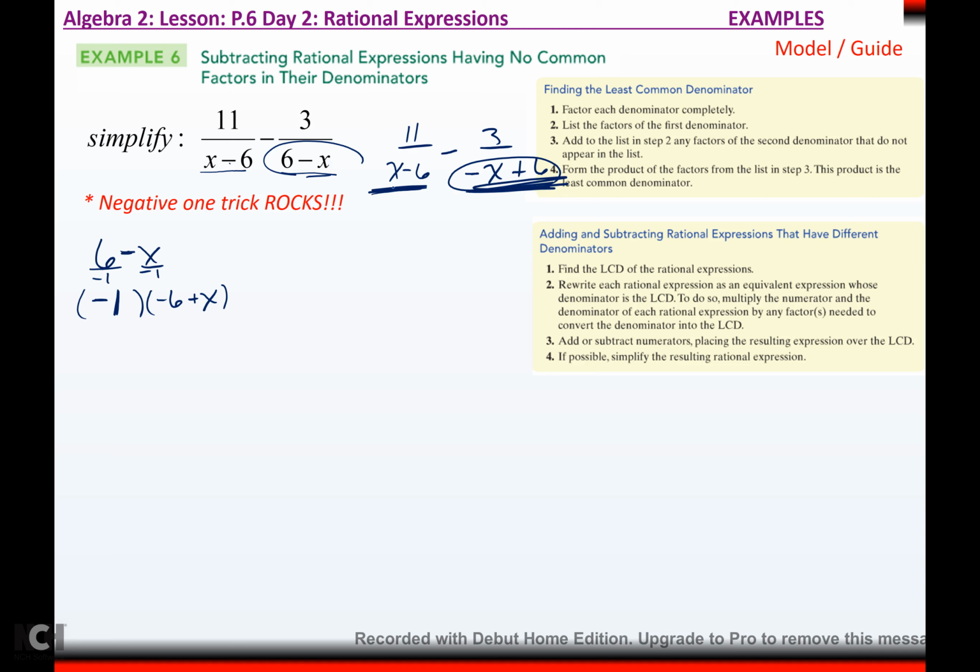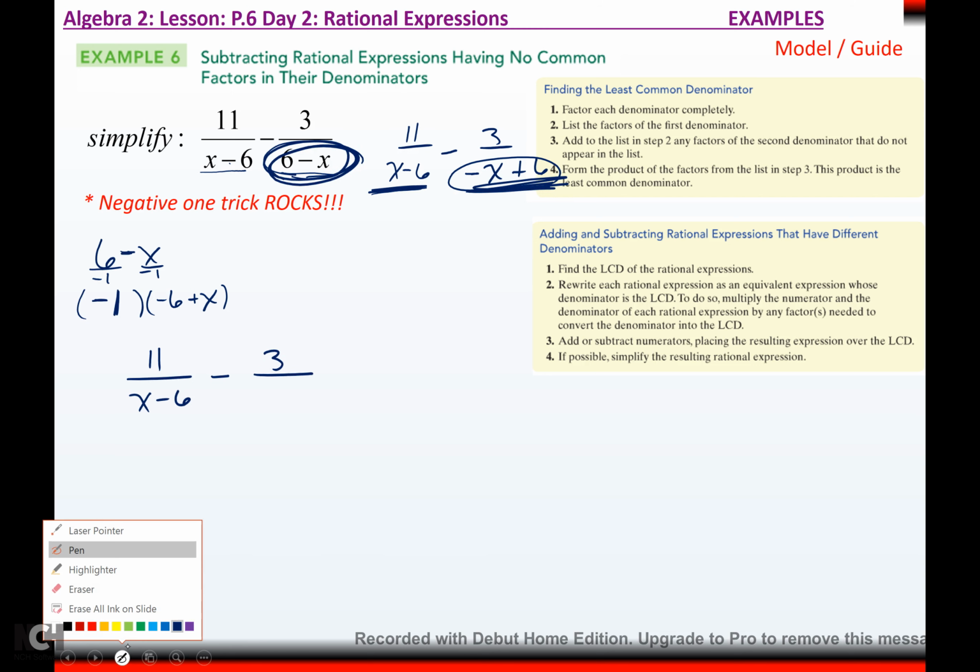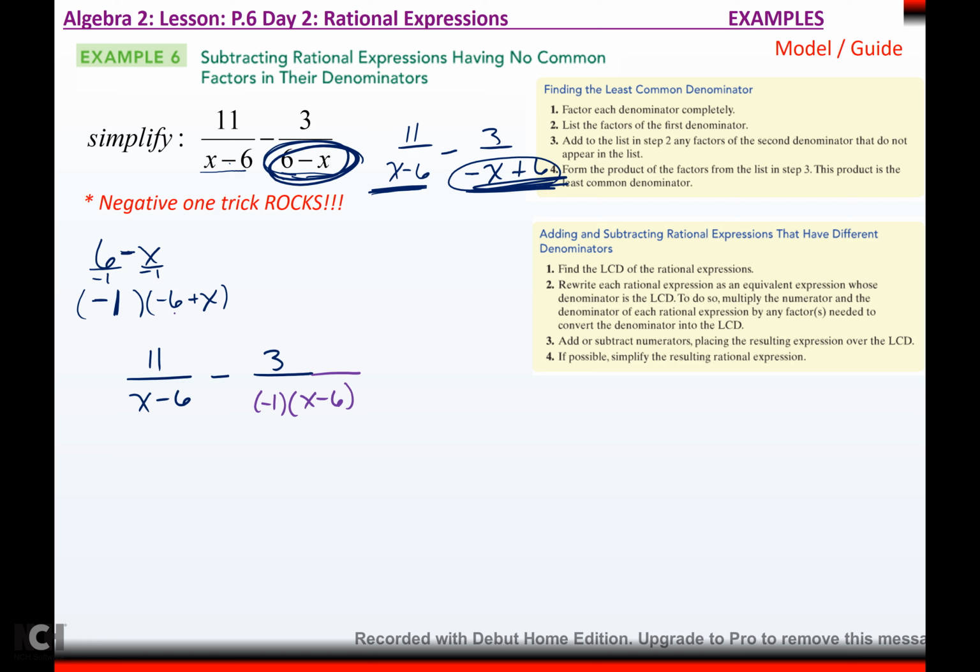That is this, yes? So now I can rewrite, I have 11 over x minus 6 minus 3 over, I'm going to rewrite this as -1 times x minus 6. I can rewrite this as positive x minus 6. Like I said, I can switch the order. And now I switch the order and the signs.